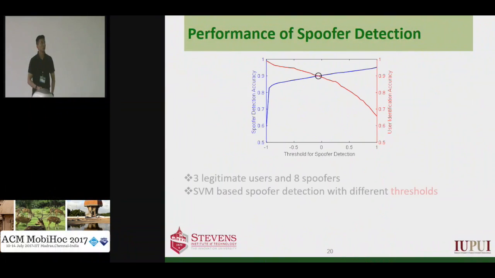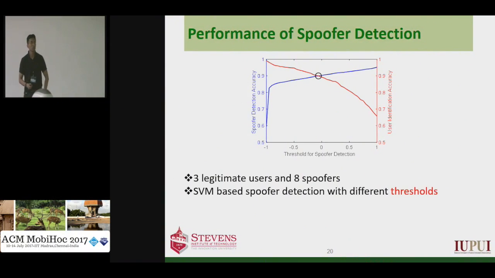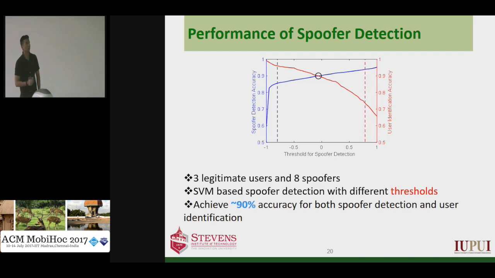And also we have spoofer detection with the SVM model. Through adjusting the threshold, you can see the x-axis in this figure is the threshold for the spoofer detection. The blue curve is the spoofer detection accuracy, and the red curve is the user identification accuracy. So through changing this threshold, we can get optimized accuracy for both spoofer detection and user identification. Once we got the optimized point, we can achieve about 90% accuracy for both spoofer detection and user identification.